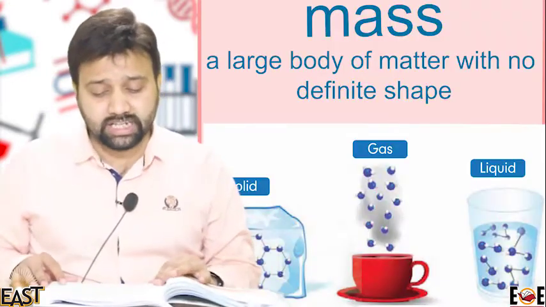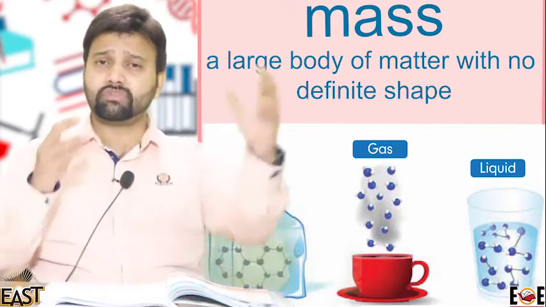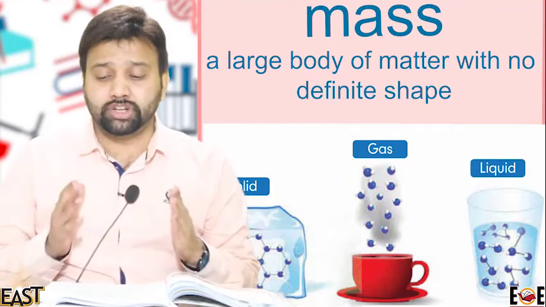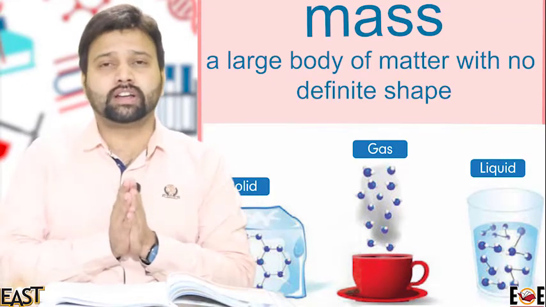So now I will tell you all the terms one by one and we will show you the pictures of the new terms. Okay, so our first terminology is mass. So what is mass? A large body of matter with no definite shape is called mass.